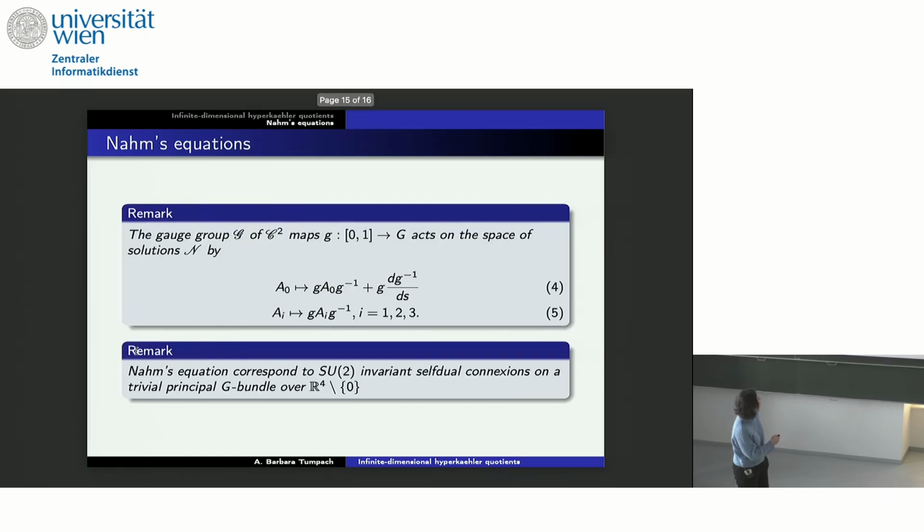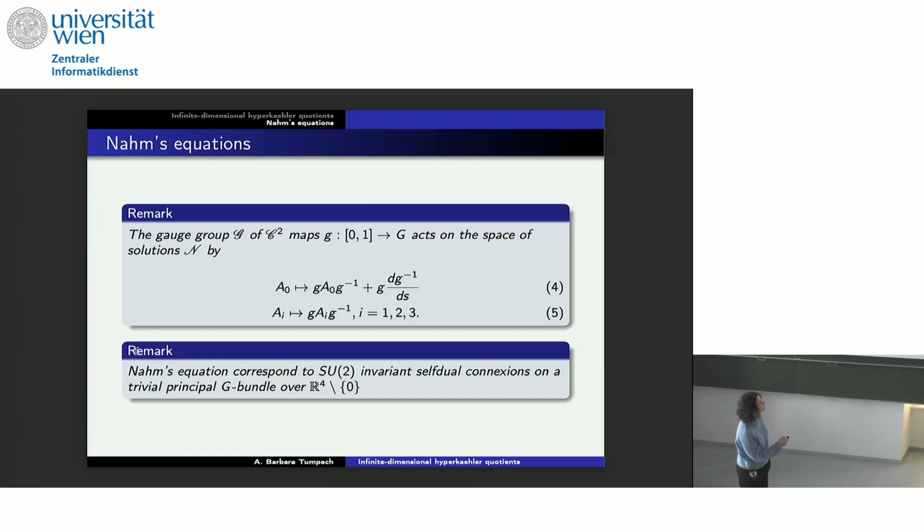And this is related to the following fact. Nahm's equation actually corresponds to the SU2 invariant self-dual connection on a trivial principal G bundle over R4 without 0. So you identify R4 with R3 times R. So there is one dimension that is special, and you perform the action of SU2 on R4. Simply, SU2 acts naturally on R3. And this is what you get. These Nahm equations are actually self-dual connections on this trivial principal bundle. And you can recognize here gauge transformations. And again, it's not symmetric. Here is the relevant gauge transformation. Here is nothing.